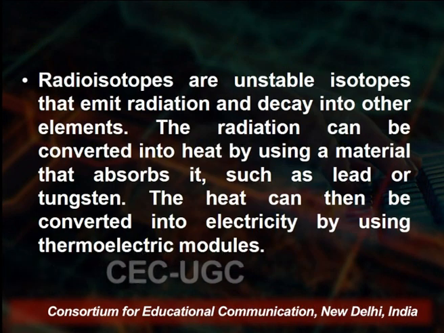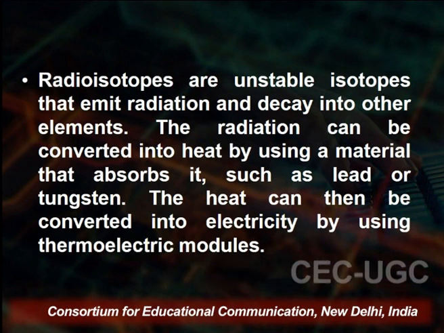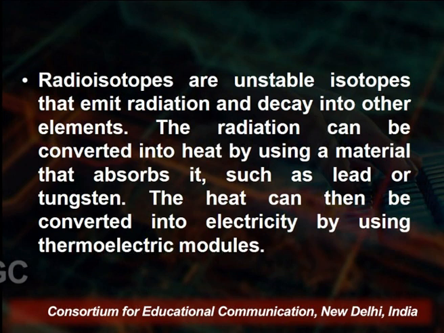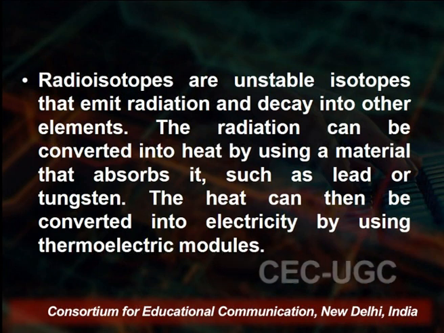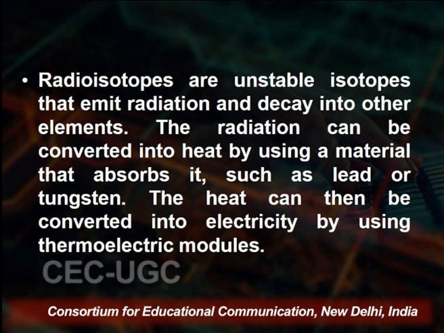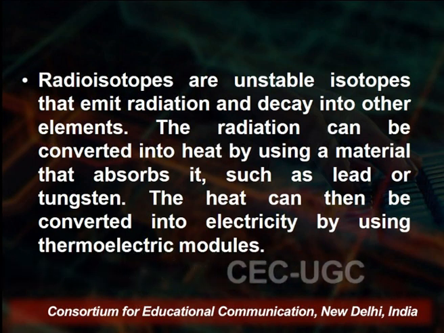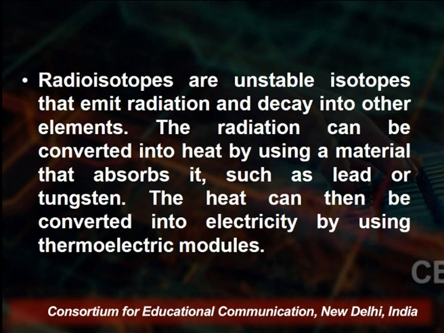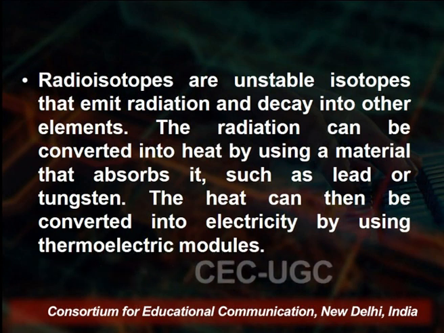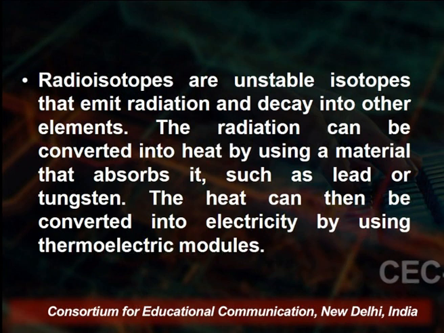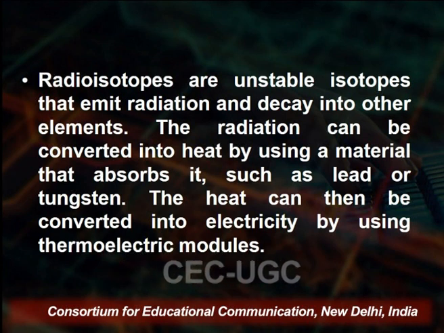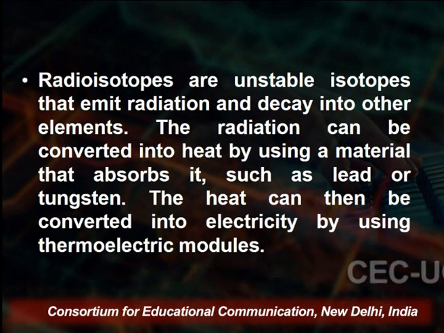Radioisotopes are unstable isotopes that emit radiation and decay into another element. The radiation can be converted into heat by using a material that absorbs it, such as lead or tungsten, which we can use as a material in this type of thermoelectric generator. The heat can then be converted into electricity by using thermoelectric modules that are attached in series and parallel.